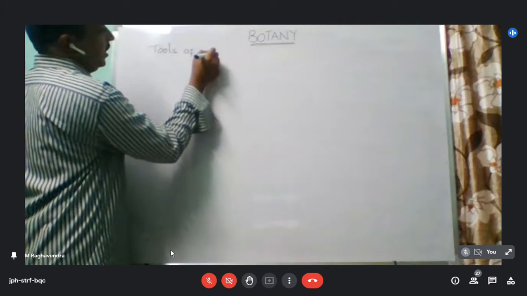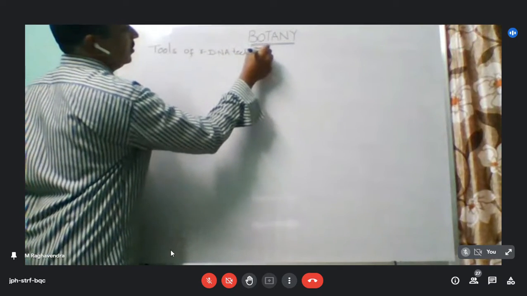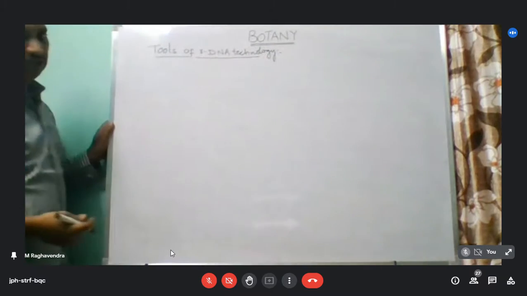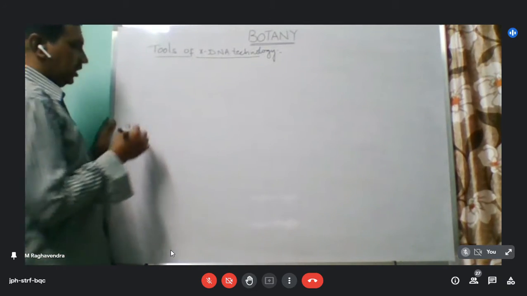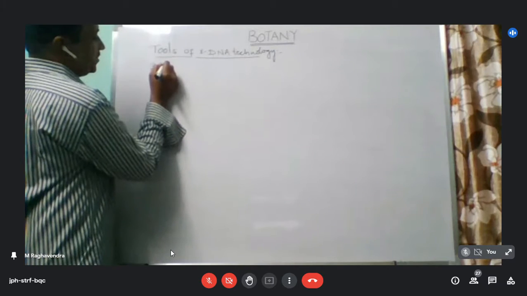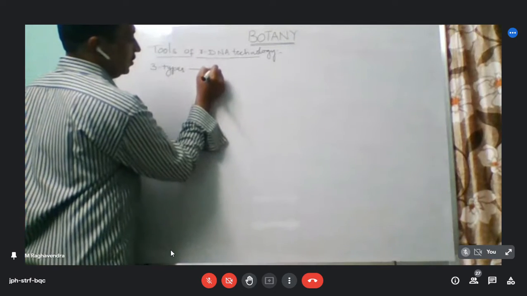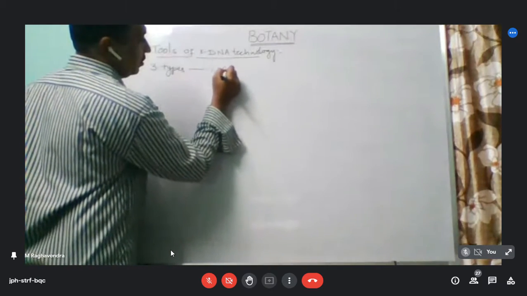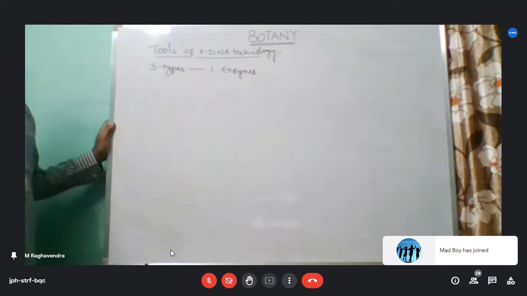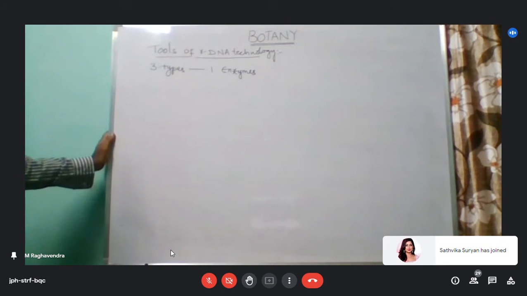Tools of recombinant DNA technology, or rDNA technology. So what are the tools we are going to use in recombinant DNA technology or genetic engineering? Here there are mainly three types of tools we are going to use. Number one, enzymes. Different types of enzymes are needed for rDNA technology.